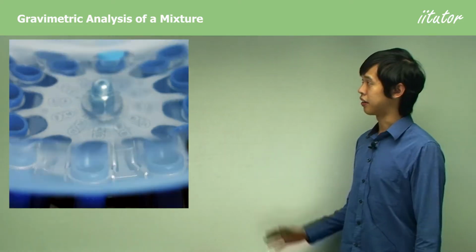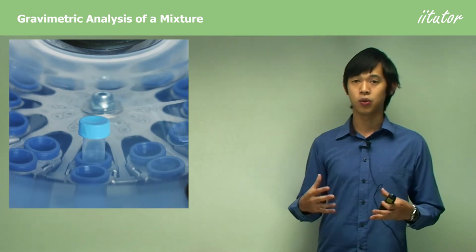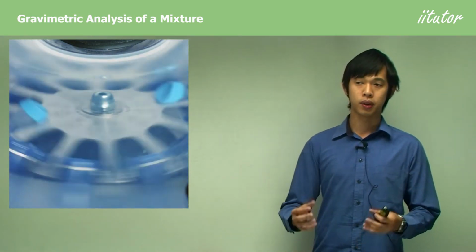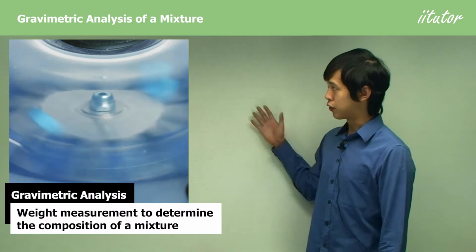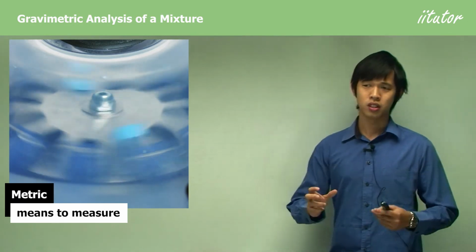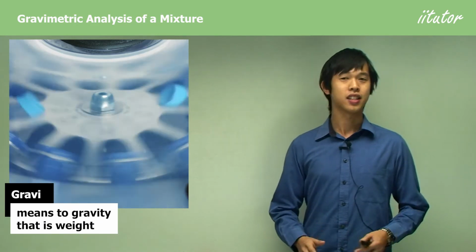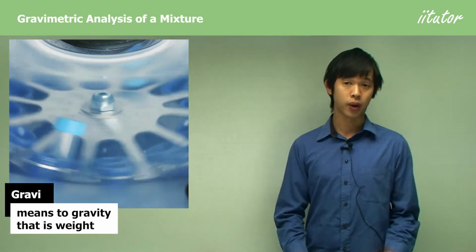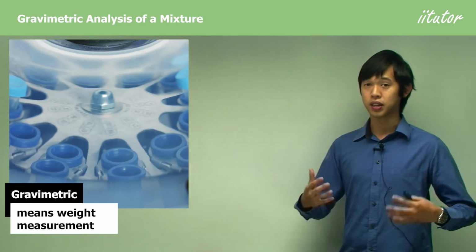So today's lesson will be on gravimetric analysis of a mixture. Gravimetric analysis is just the idea that we use weighing or some kind of weight measurement to determine the composition of a mixture. If you look at the word gravimetric, metric, that suffix, usually applies to measuring things. And gravi is like gravity, so gravity is related to weight. So if you think of the word gravimetric, you think of weight measurement. That's how we can remember that term.